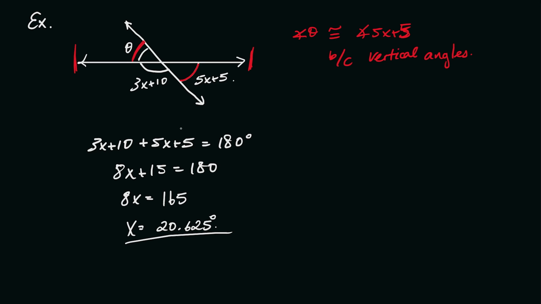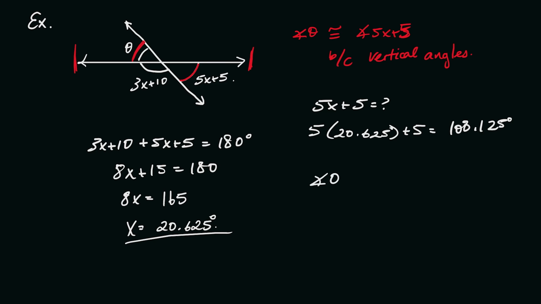Now, since we know that 5x plus 5 is congruent to angle theta, just because they are vertical angles, we only need to solve for 5x plus 5, right? So 5x plus 5 equals 5 times 20.625 degrees plus the 5 equals 108.125 degrees. So that means that angle theta is equal to 108.125 degrees. It is that simple, right?